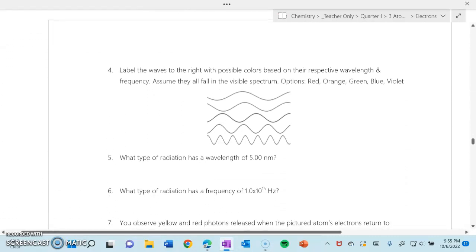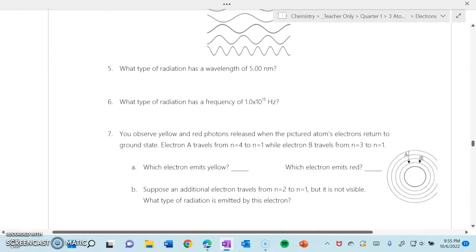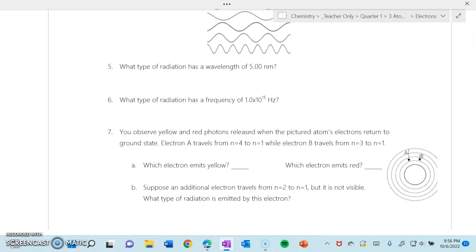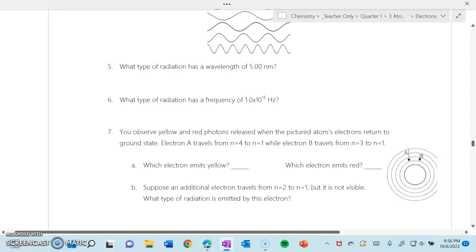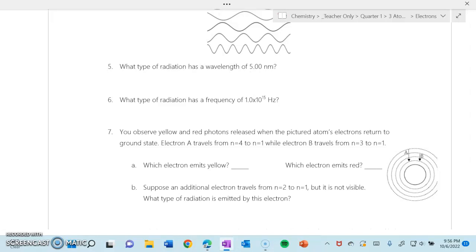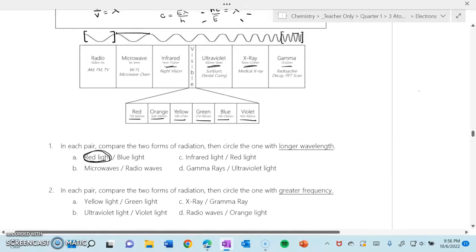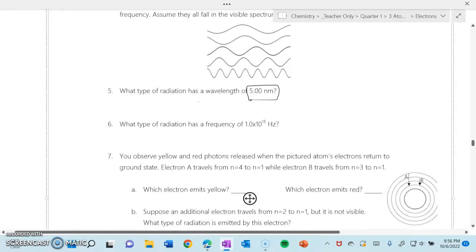Number 4, you are looking at light spectrum. Okay, 5 and 6. Now we're looking at some quantitative wave descriptions. This one asks, what type of radiation has a wavelength of 5 nanometers? If you are ever asked what type of radiation or what color, you're going to refer back to your spectrum and check for whatever the wavelength is in the number ranges that are given. So we are looking for 5 nanometers. That would fit within this range here. So it would be an X-ray with this wavelength.